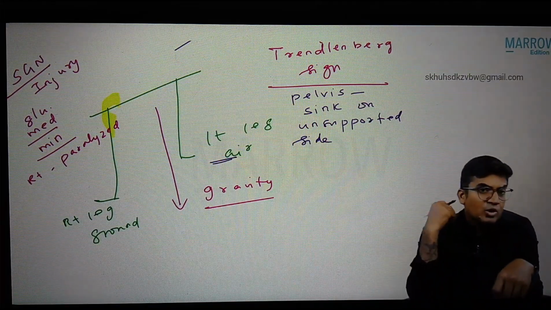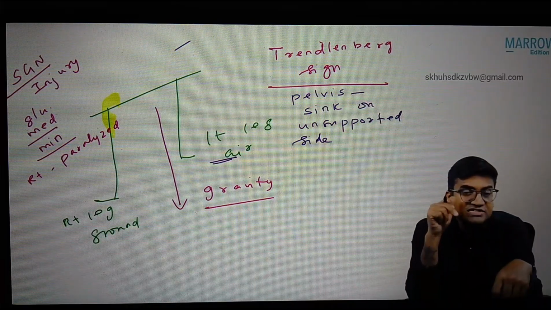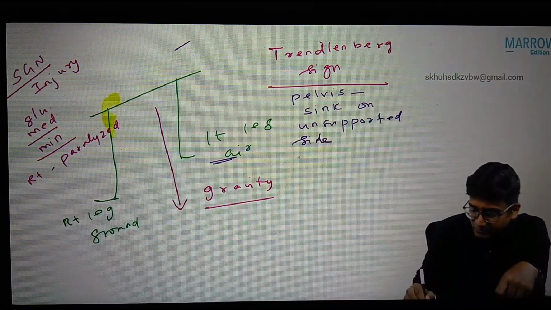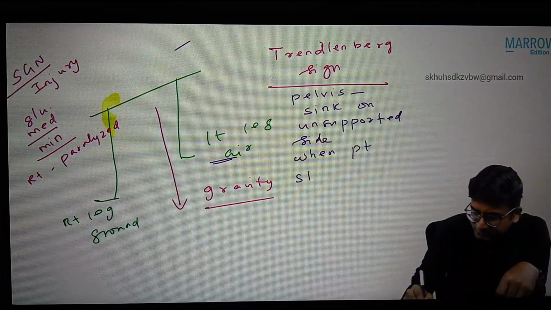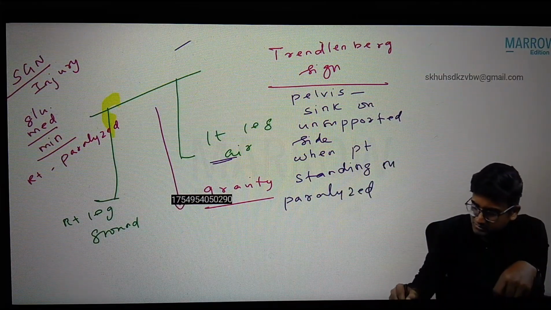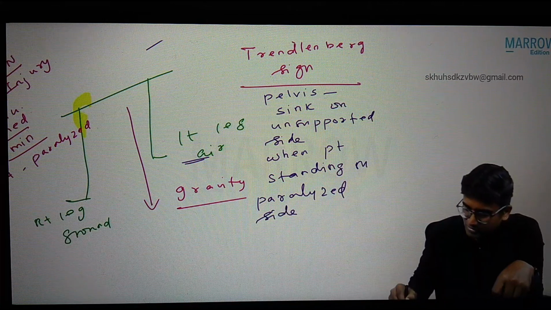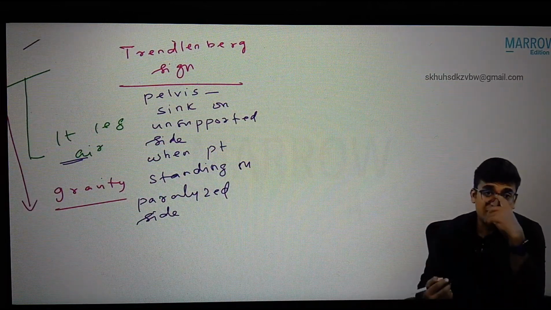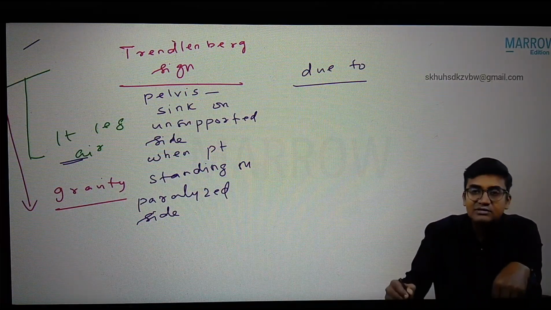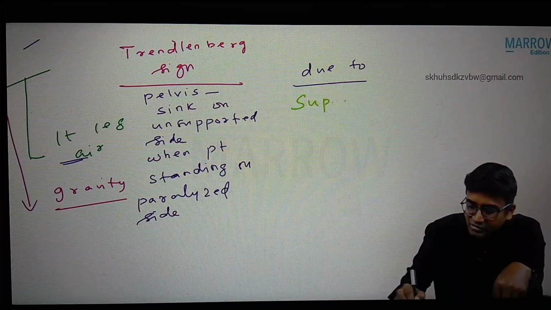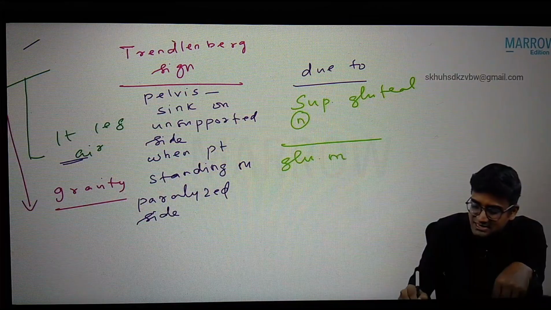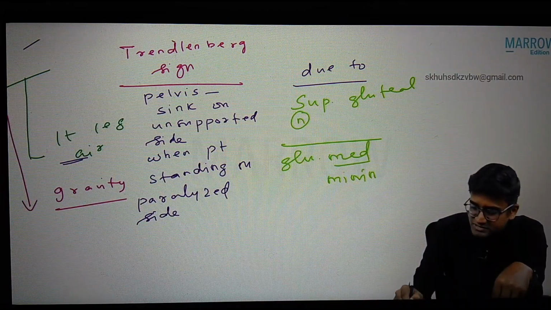This is the unsupported side. Now when the pelvis sinks on the unsupported side, the patient is standing on the right side, which is not the normal side. Right side is the paralyzed side. The patient is standing on the paralyzed side. Now this sign is called what sign? Trendelenburg sign. Trendelenburg sign is due to involvement of which nerve? Yes, very good, your superior gluteal nerve. Due to involvement of which muscles? Gluteus medius and minimus muscle.